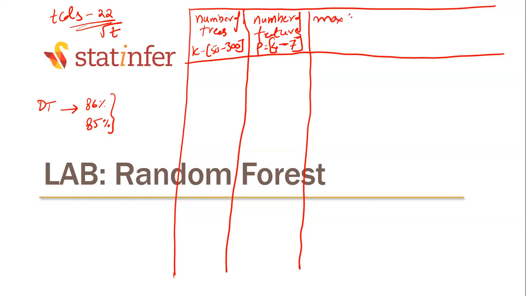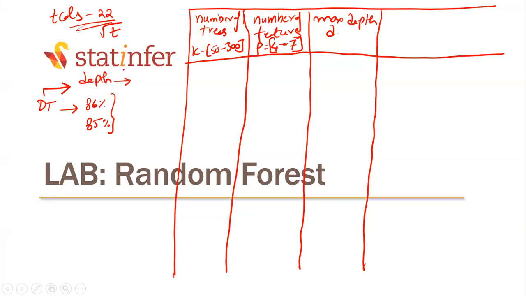The other hyperparameter is max depth of each decision tree inside random forest. Max depth D of each decision tree. Now, the trick here is, what is the single, standalone decision tree depth? How much? 6. Here, in this example, standalone decision tree depth is 6. And this decision tree uses how many features?